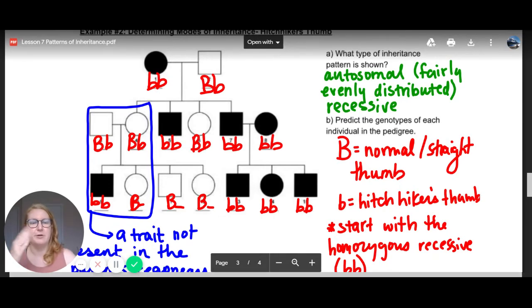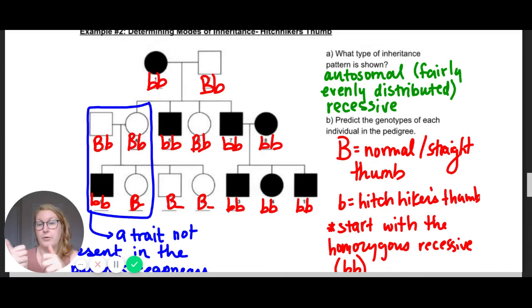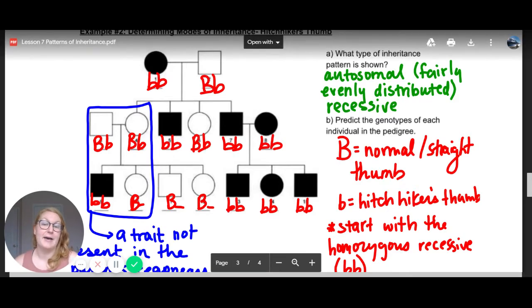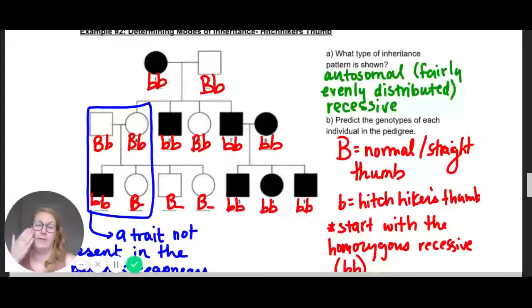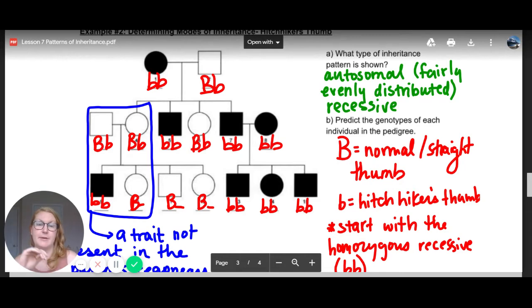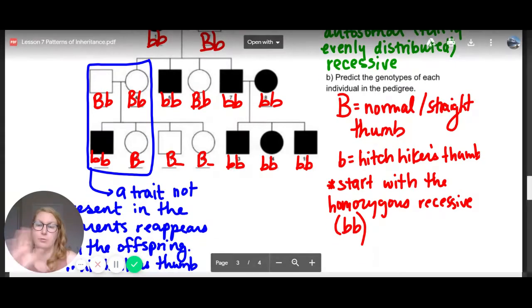I've said here, I'm going to make capital B the normal, or the straight thumb. So I have straight thumbs. If you flex your thumb and it bends backwards, like it gets curved, that would be a hitchhiker's thumb. So it's a really common trait actually. I see in here there's sort of a mix. We have people that have normal straight thumbs or not.